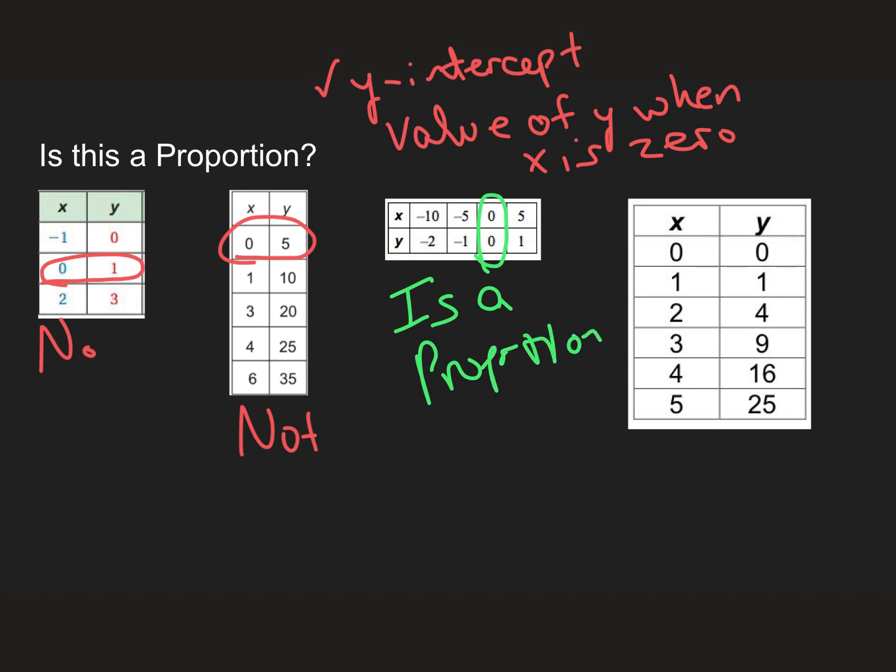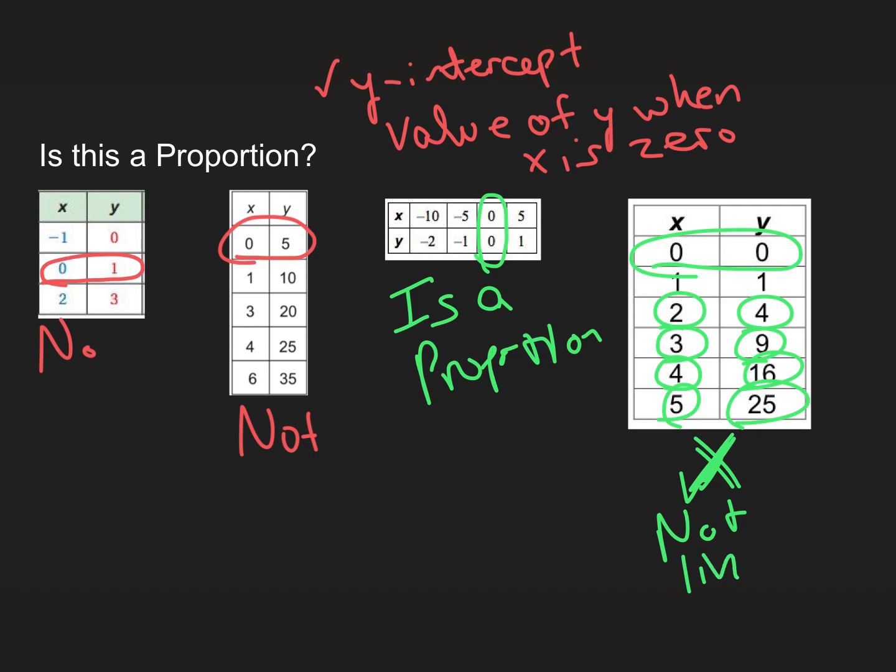Wow, my writing's not very good tonight. Sorry. And here we go again. We see 0, 0. So this one is a proportion. We could figure out for each of these what the constant of proportionality is. So what do I multiply x by to get y? Well, sorry. This one is not a proportion because this one's not linear. If you look, we're actually squaring them.